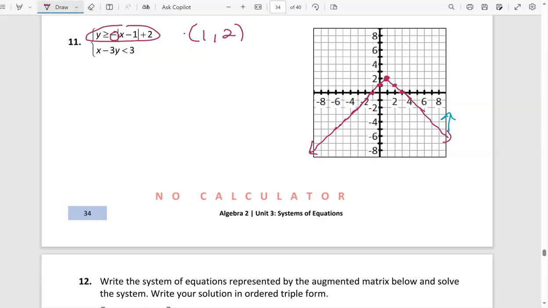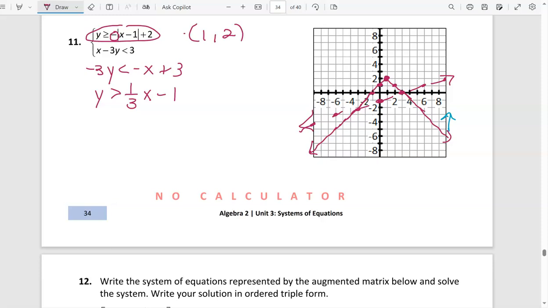Now let's graph the other boundary. This one will need to be solved for y. So subtract x and divide by -3, which reverses the inequality. And that gives us y is greater than 1/3 times x minus 1. That has a y-intercept of -1 and a slope of 1/3. So this boundary is a line. This would be a dashed line because this inequality does not have or equal to.